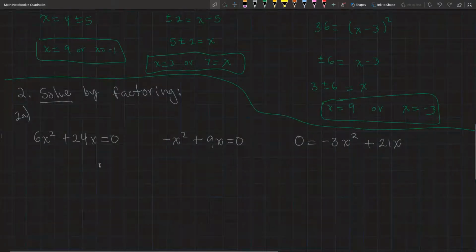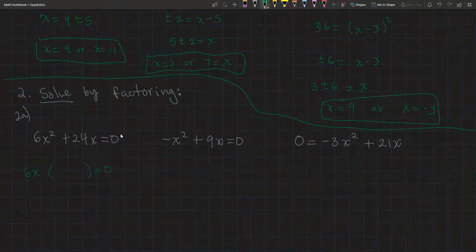So let's find out. This first two only had 2 terms. But I'm going to ask myself, is there anything in common, like a greatest common factor? And the answer is yes. They both have a 6 in common. And not only that, they at least have an x term in common. So we're going to say the greatest common factor is 6x times something equals 0. And take your time with this, but this should be x plus 4.